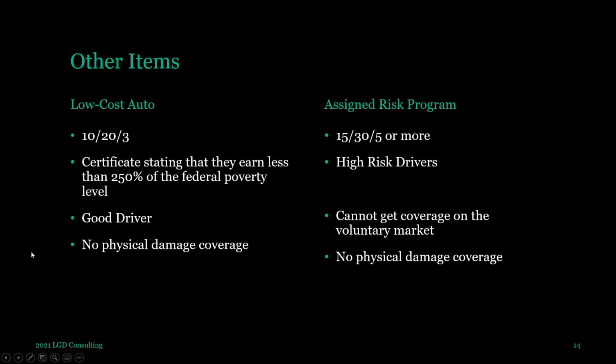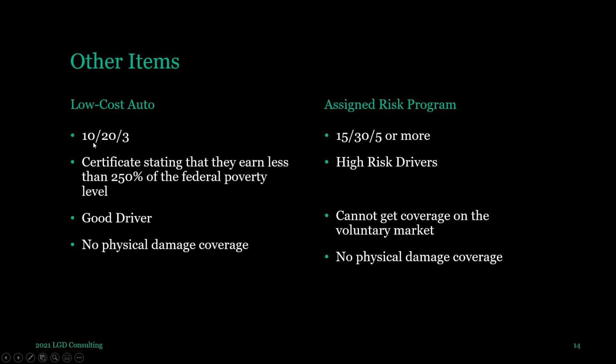Some other items, some states have what's called low-cost auto. I know we do in California, that's why I put it here. It's a California low-cost auto program. So if someone qualifies, because they meet that poverty level, they're making less than 250% of the federal poverty level, they qualify as a good driver in the household, then they can get a liability policy with 10, 20, and 3 as far as split limits. So it's kind of funny.